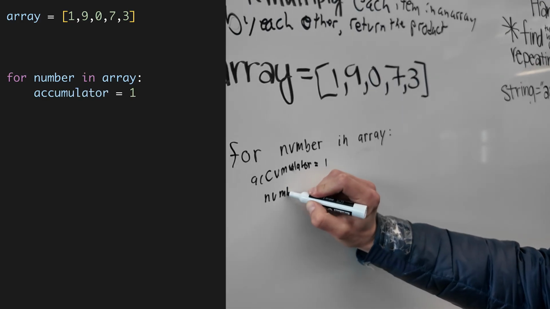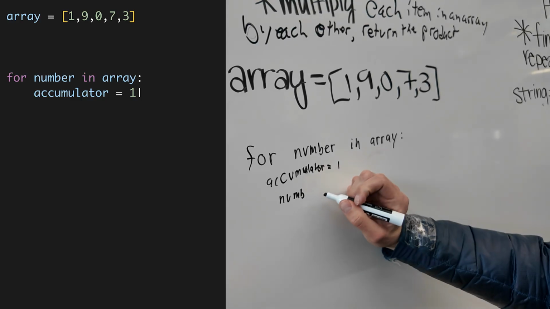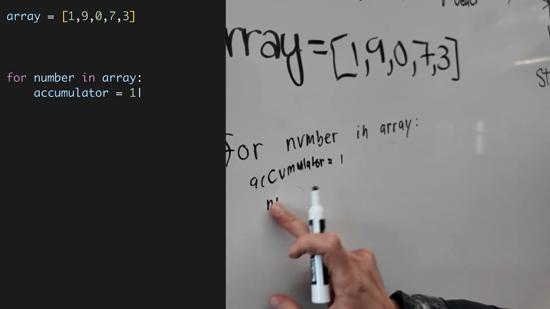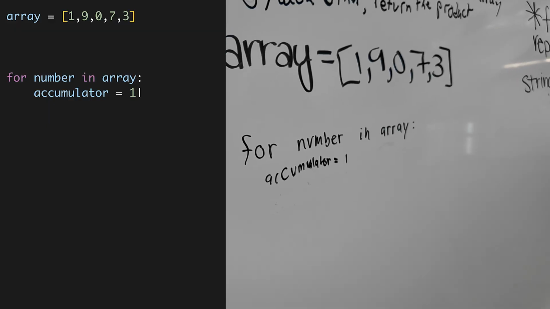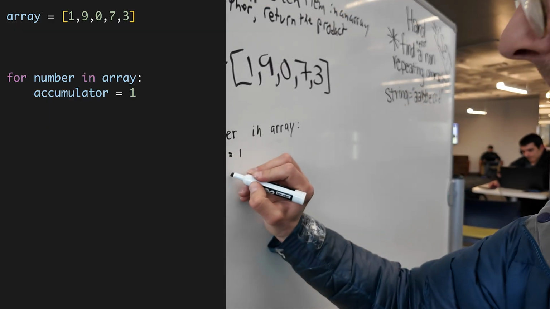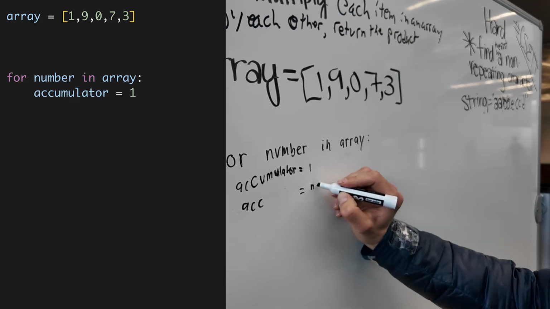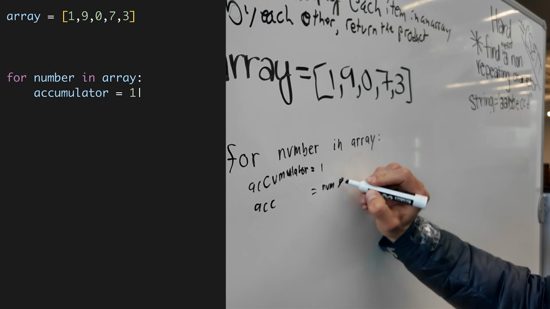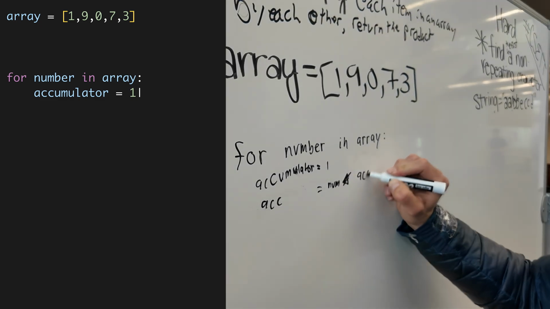Oh, accumulator is the built-in Python. I'm sorry. Oh, is that a thing? My bad. Okay. Oh, this is so hard. Wait. You've got this. Accumulator equals number times accumulator?